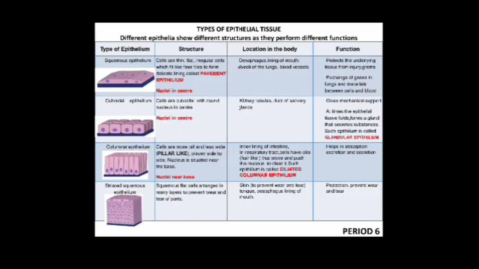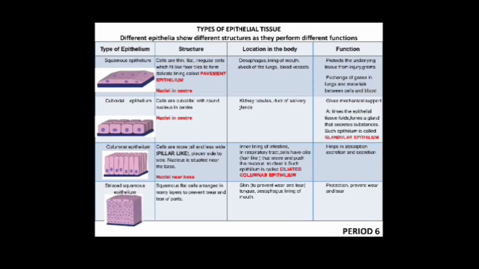Then, columnar epithelium. The cells are more tall and less wide, that is pillar-like cells placed side by side. The nucleus is situated near the base. Where they are found? So in the inner lining of intestine, in respiratory tract, cells have cilia that move and push the mucus to clear it. Such epithelium is known as ciliated epithelium. What function does it do? Helps in absorption, excretion and secretion.